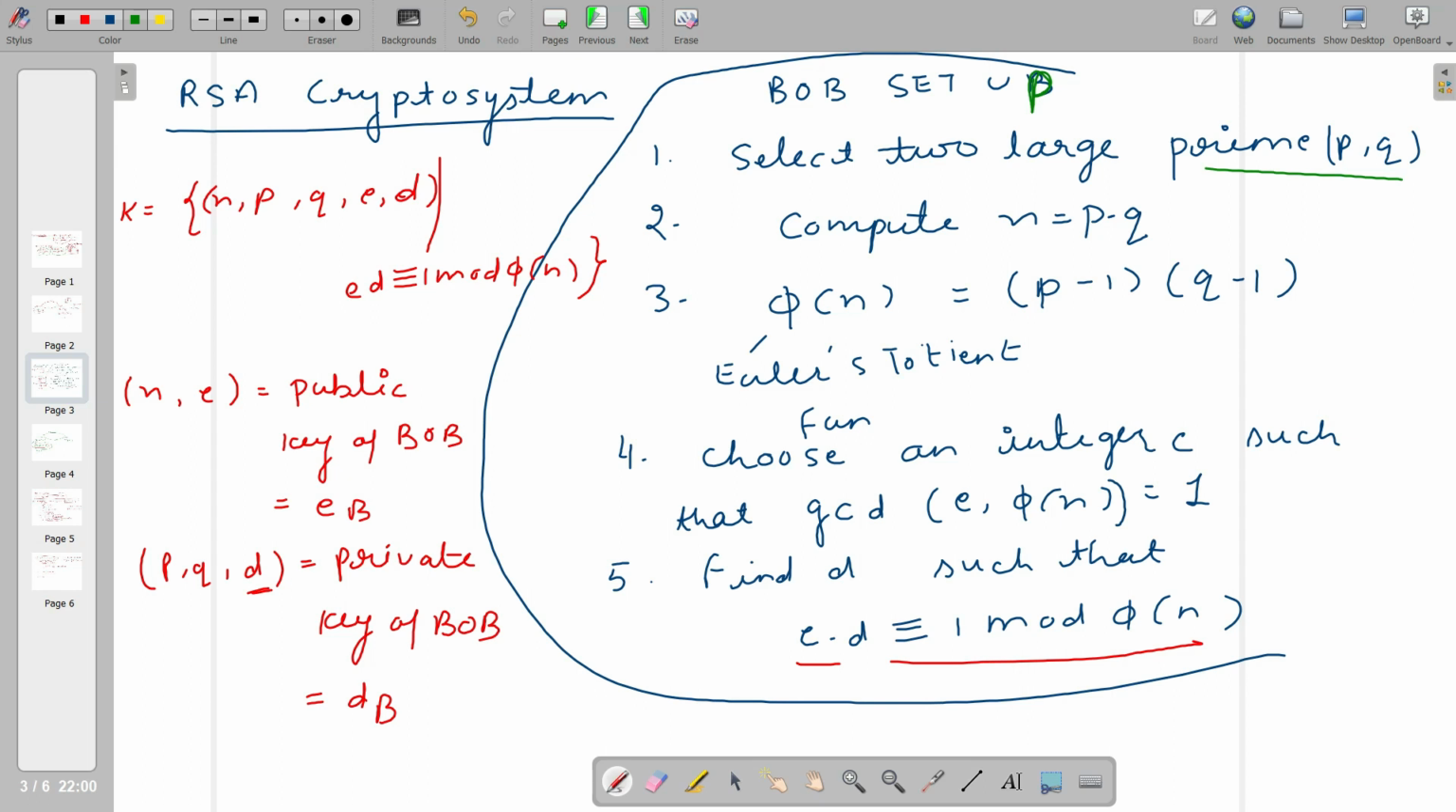Compute n equal to p times q, then compute phi(n), the Euler totient function. Because p and q are prime, phi(n) is (p minus 1) times (q minus 1). Then choose an integer e such that GCD of e and phi(n) is 1, because during decryption we need to generate its inverse. Now the key is a 5-tuple, where n and e are the public key, and p, q and d are the private key of Bob.